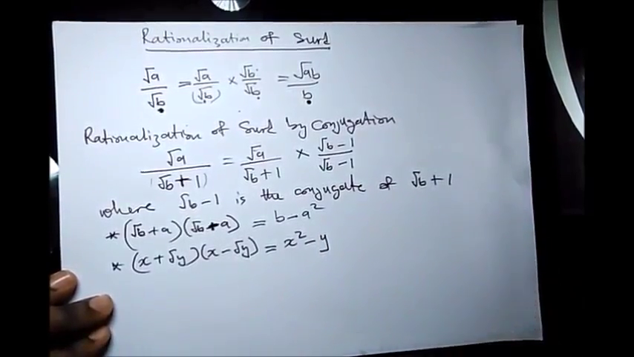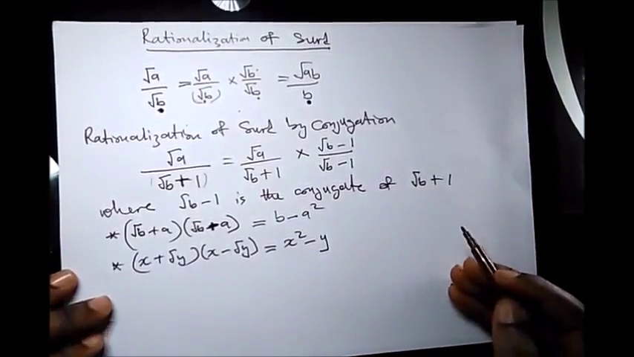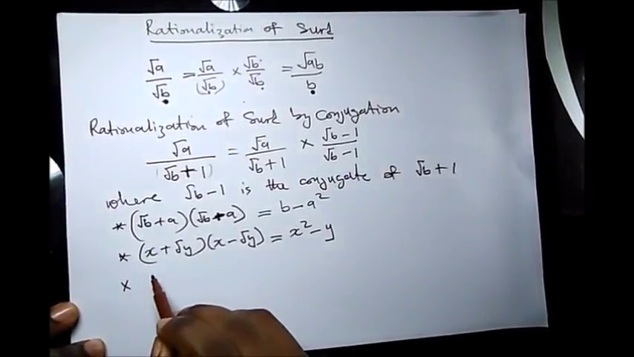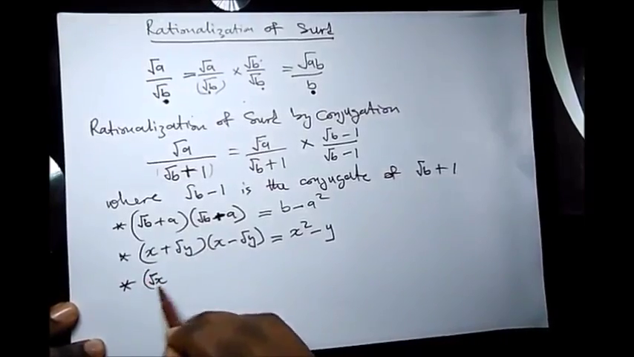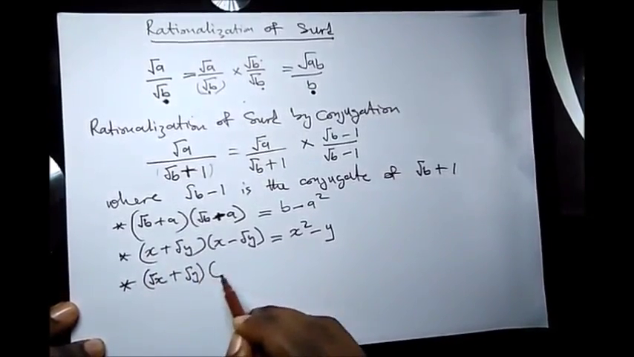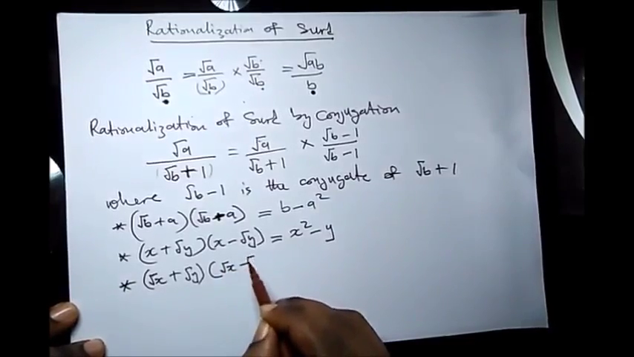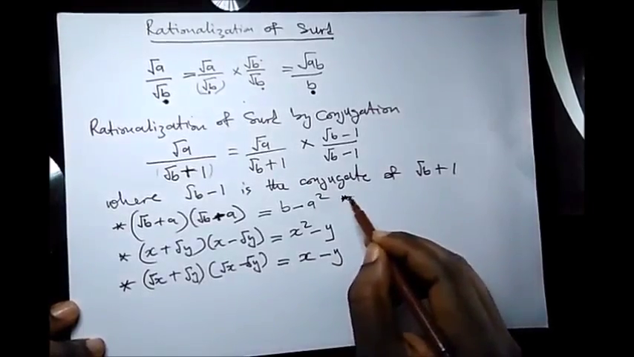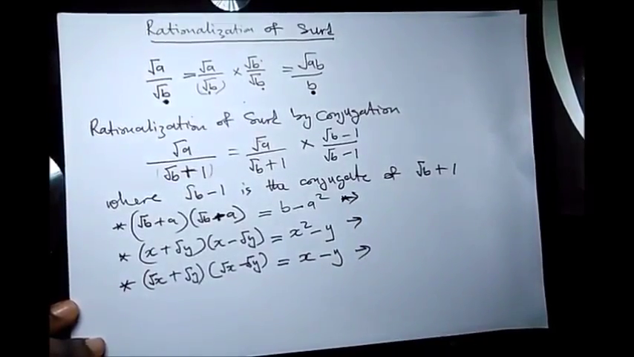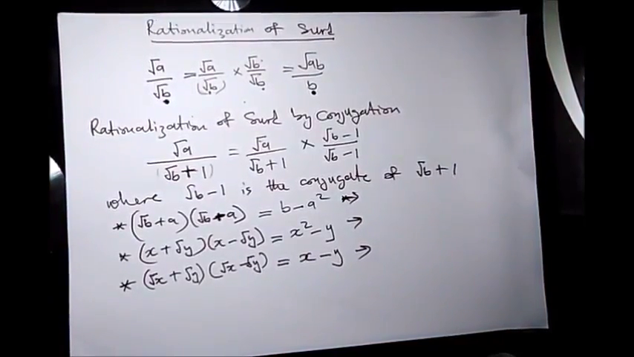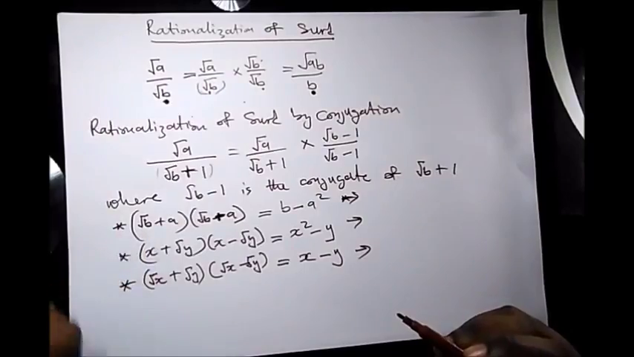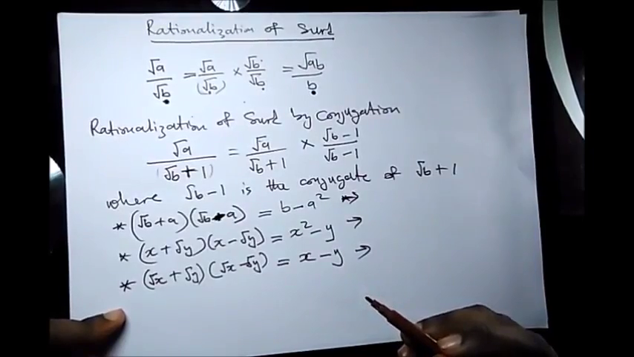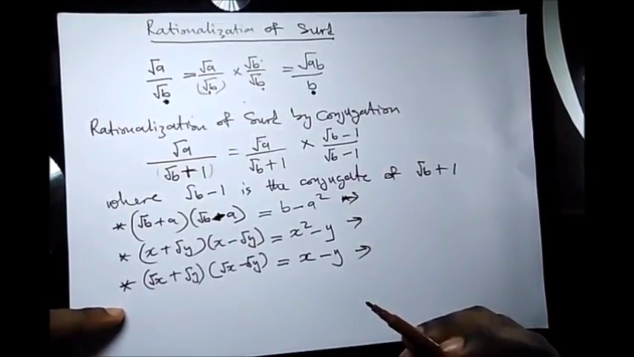In our following examples that we're going to solve on the JAMB past questions and WAEC past questions, we are going to see how we make use of this. Also, when we have root x plus root y multiplying the same root x minus root y, we have x minus y. This we have to take note of in solving rationalizations. We have to take note of these particular operations to make us fast in solving rationalization of surds by conjugation.